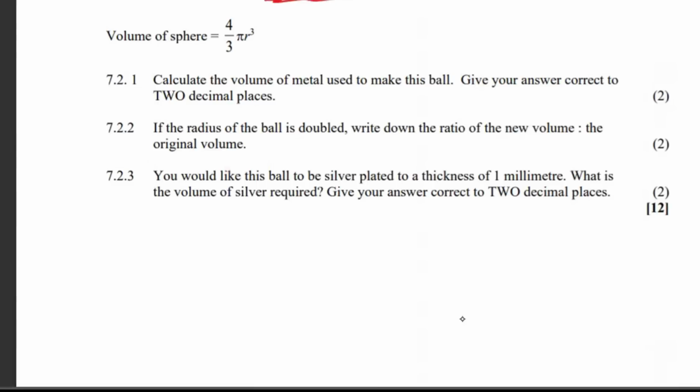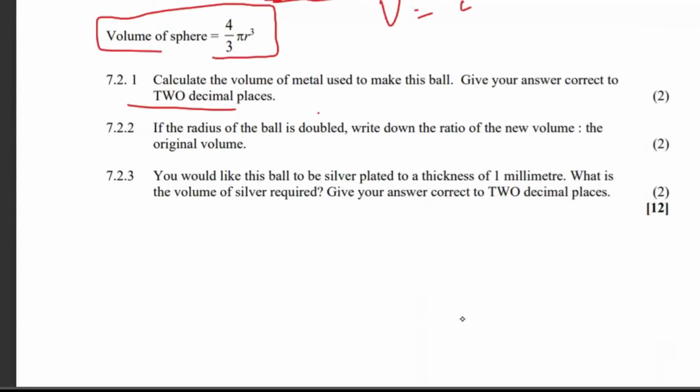Then 7.2, there's a metal ball that has a radius of 8 millimeters. If it is 8 millimeters, they're telling us that the volume of a sphere is given as that. Calculate the volume of the metal used to make this ball. Give your answer to 2 decimals. All right. So volume is how much space an object takes up. So we can determine the volume of the metal. They want the answer to 2 decimals. They're not specific which units to use.